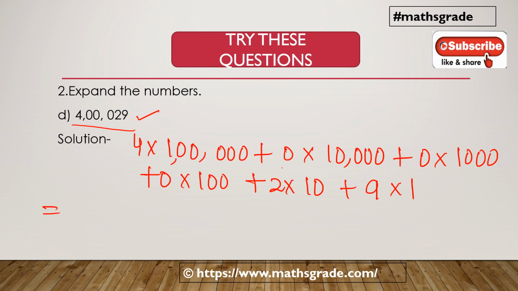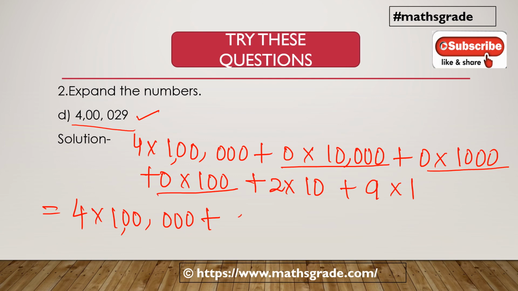And 0 multiplied with 10,000, this value is 0. 0 multiplied with 1000, this value also 0. And 0 multiplied with 100, this value is also 0. So we don't need to write down this number. So expansion of the number 4,29,000 is 4 multiplied with 1 lakh plus 2 multiplied with 10 plus 9 multiplied with 1. This is the expansion of the number 4,29,000.